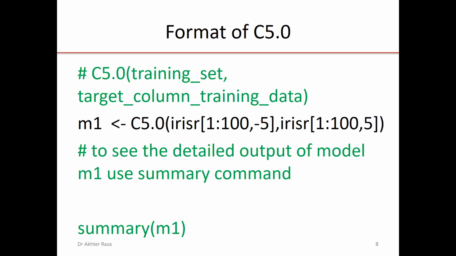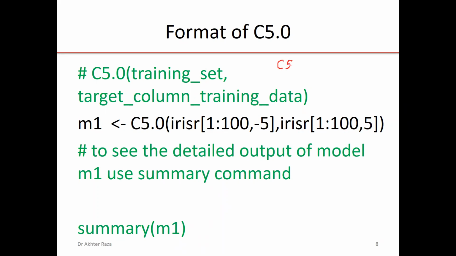So the command will do what? Training set target column. So you have to isolate the target column. Target column means the class variable. So iris data set 1:100, 5. The syntax is what? Syntax is C5.0.